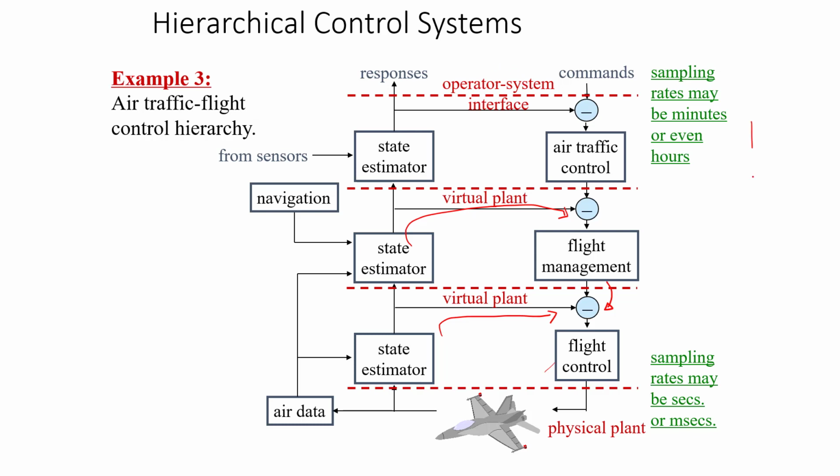So starting from the operator going downward, right? So basically where the sampling rates for the operator will be higher and the sampling rates for the aircraft will be much lower. What we can see is that one layer provides inputs to the other layer. And in a sense, the real-time tasks themselves are some kind of a dependency. In a sense, air traffic control provides its inputs to the flight management module, which provides its inputs to the flight controller module, which provides its input to the actual aircraft.